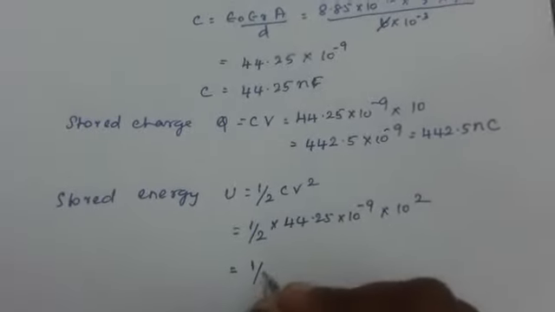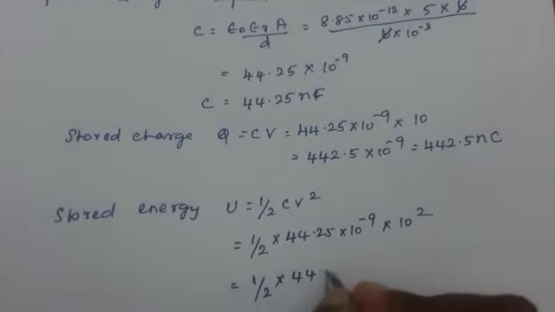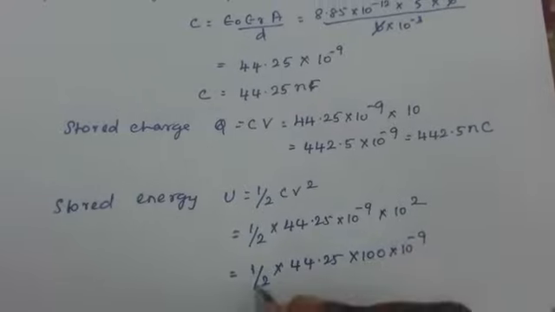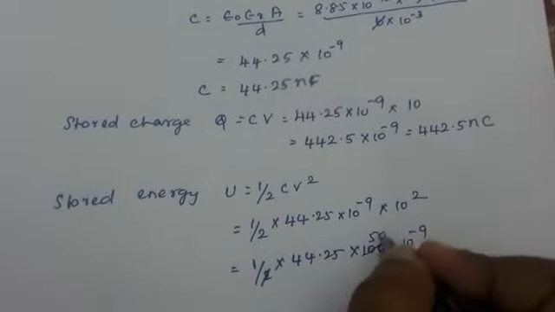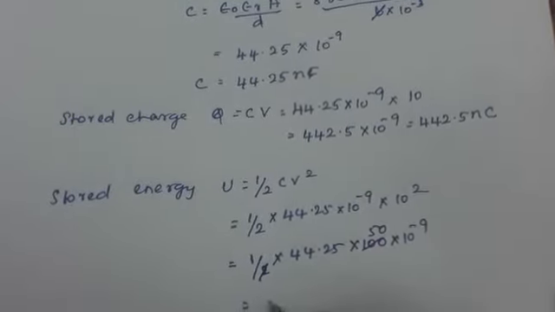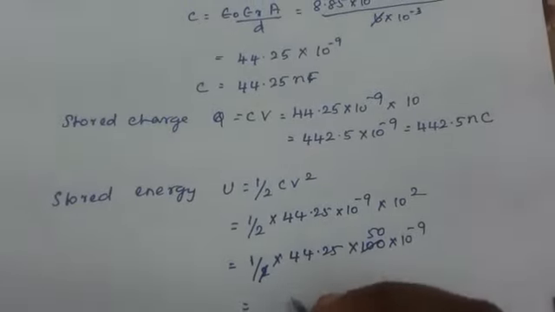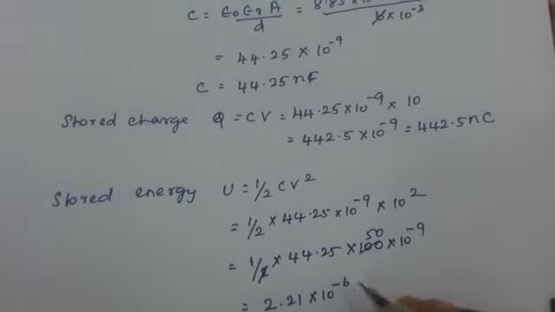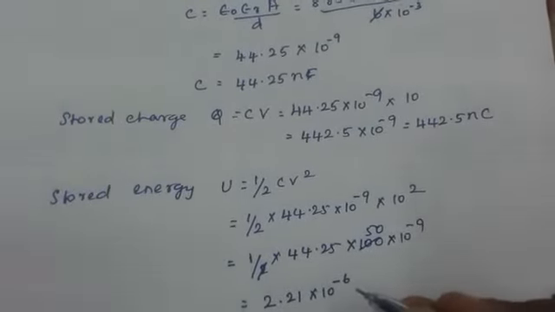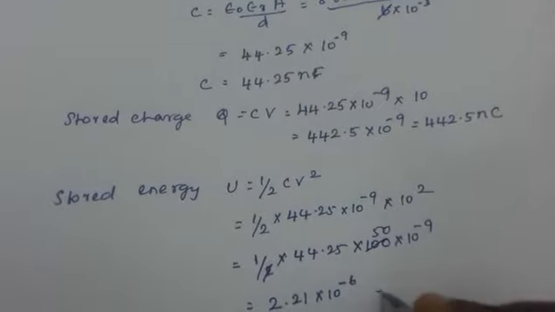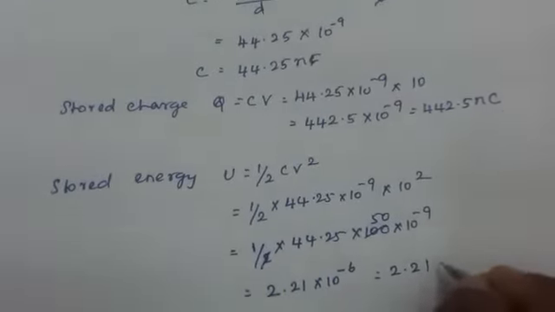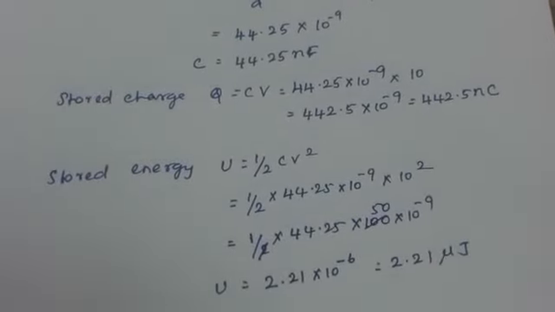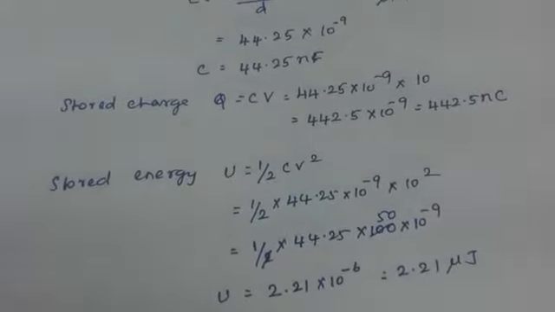So we can write it as half into 44.25 into 100 into 10 raised to minus 9. If you cancel, half of 100 is 50. So this is 44.25 into 50. The value here is 2.21 into 10 raised to minus 6. This can be written as 2.21 microjoules. So the stored energy is 2.21 microjoules.